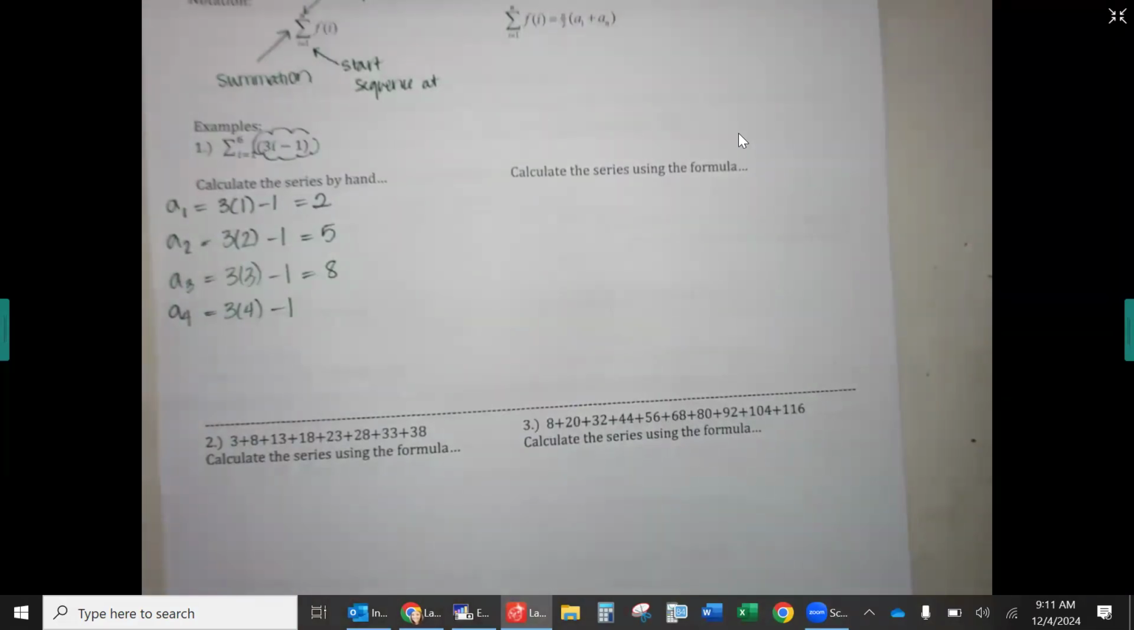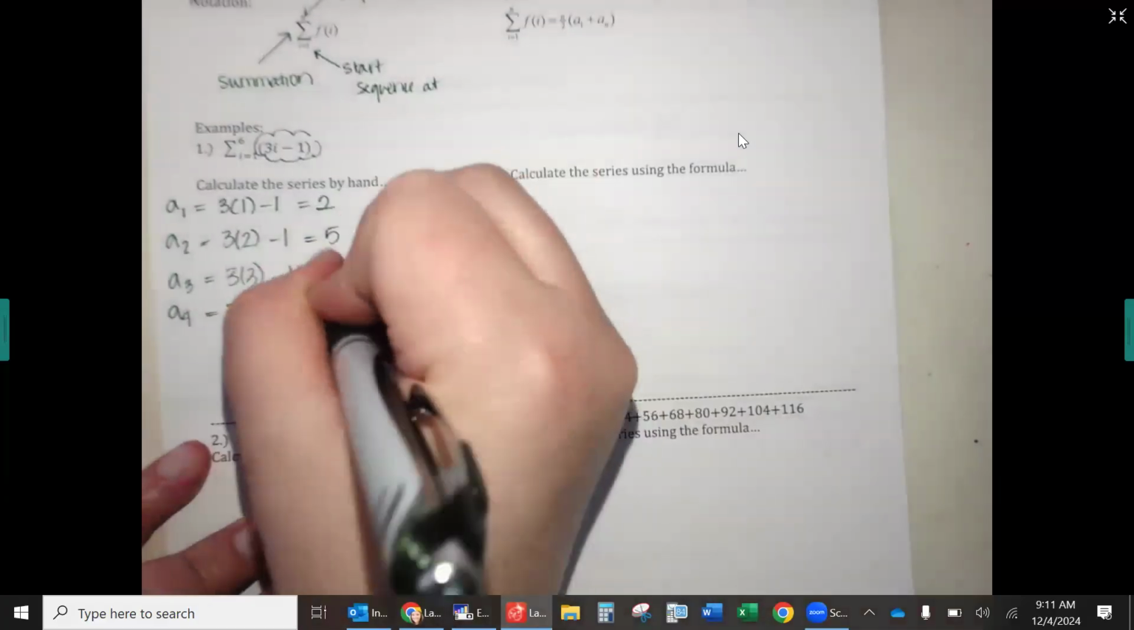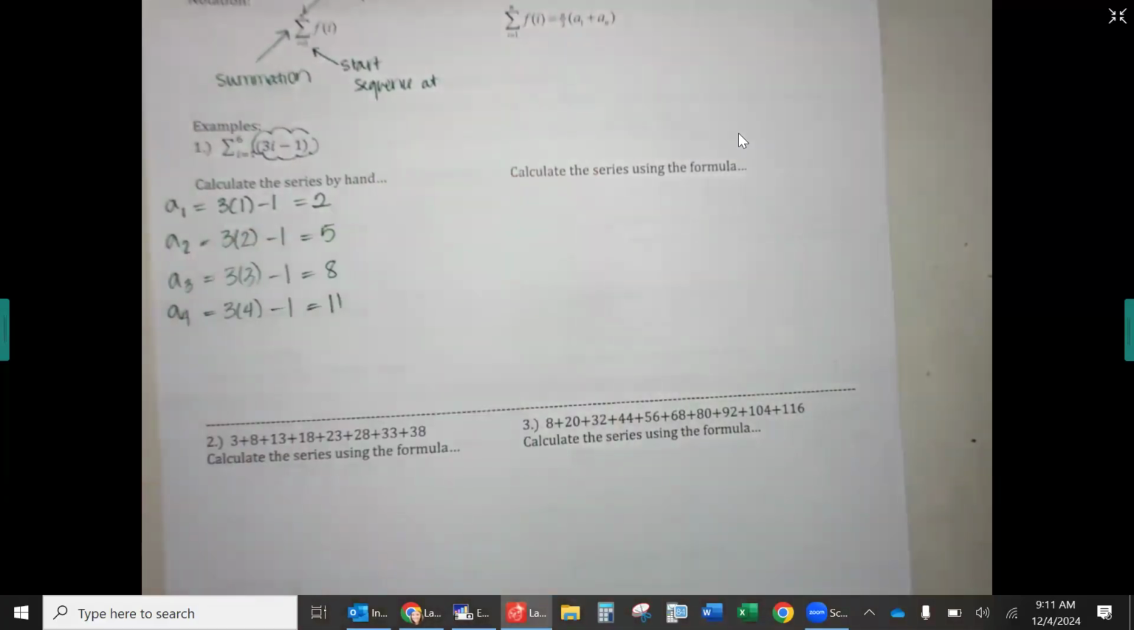A sub 4 is 3 times 4 minus 1. Notice I'm just swapping out what number is in my i spot. 3 times 4 is 12, take away 1 is 11. Now, let's look at this. What's the pattern? What are they doing each time? They're just adding 3 each time.